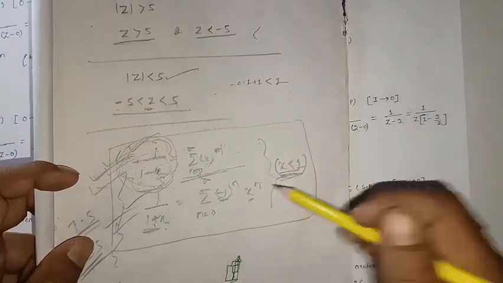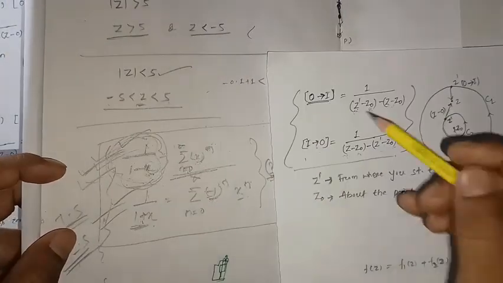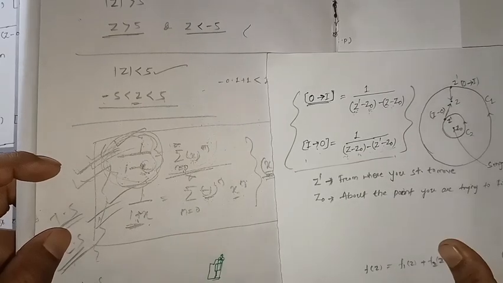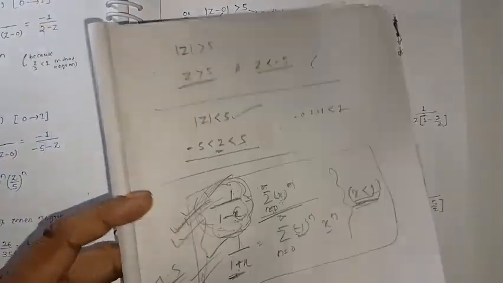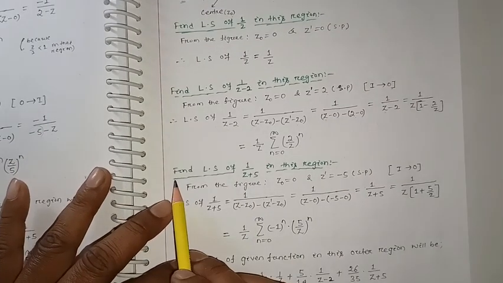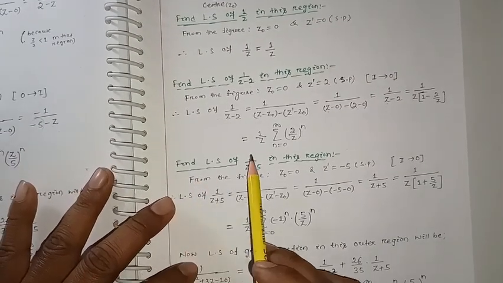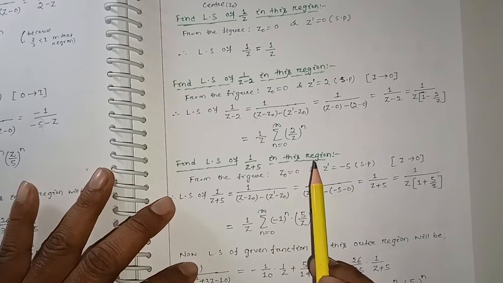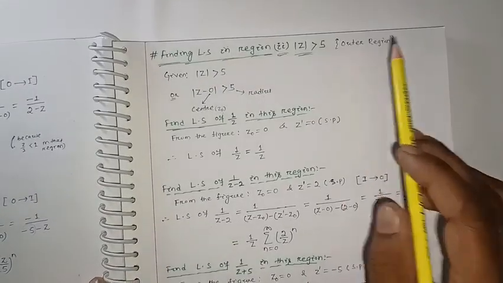I suggest these two you have to remember always whenever we are going to solve a Laurent series in exam or anywhere. Now we are going to find the Laurent series of 1 by z plus 5 in this region. In this region means the outer region.